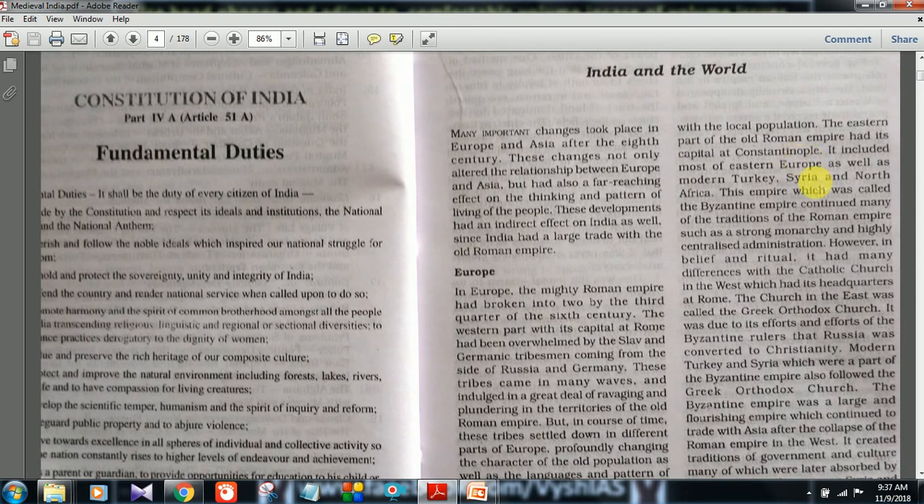Constantinople is near the Turkey side. Okay, present day Turkey. It included most of Eastern Europe as well as modern Turkey, Syria and North Africa. Okay, so it's a huge thing. Okay, if you can relate to the map.